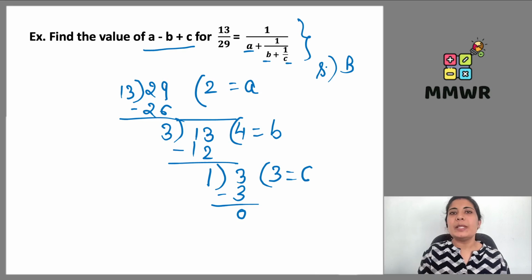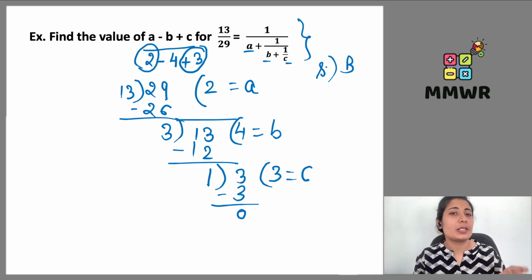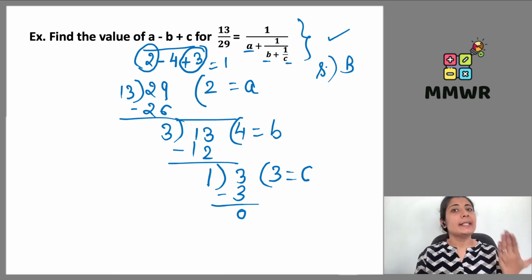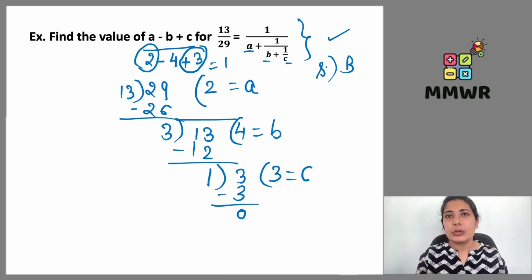So A minus B plus C, that means 2 minus 4 plus 3. So we'll add the same signs, right? 2 is also positive, 3 is also positive, 3 plus 2, 5. 5 minus 4 is 1. So the final answer here is 1 for this example, in which we first had to convert this 13 upon 29 into the form of a mixed continued fraction.